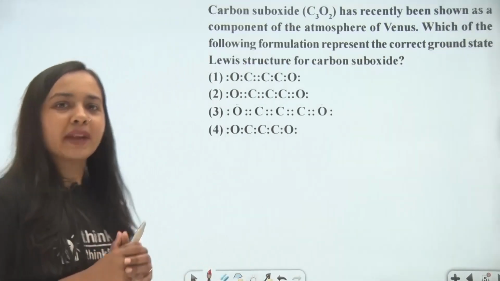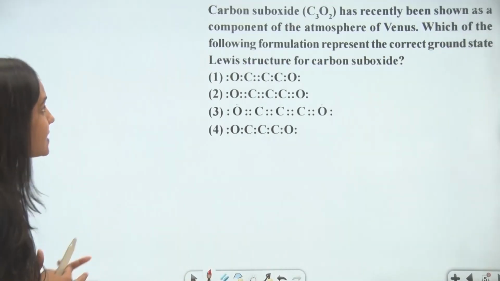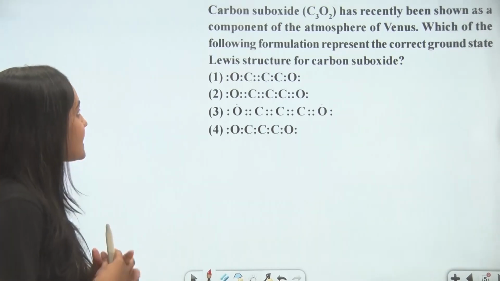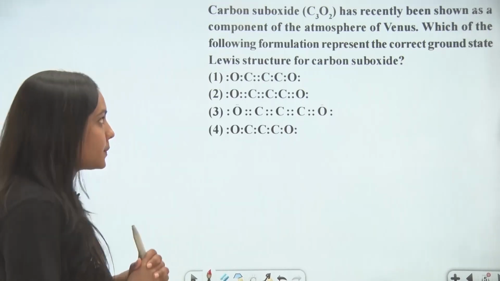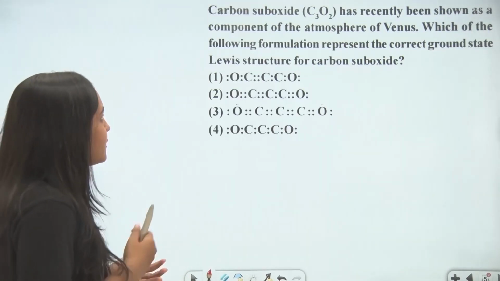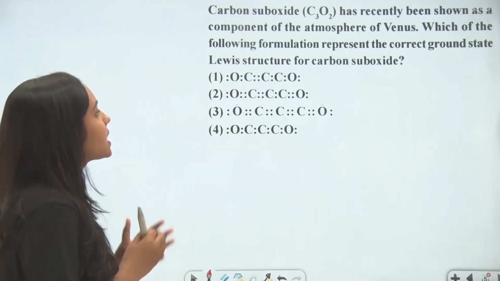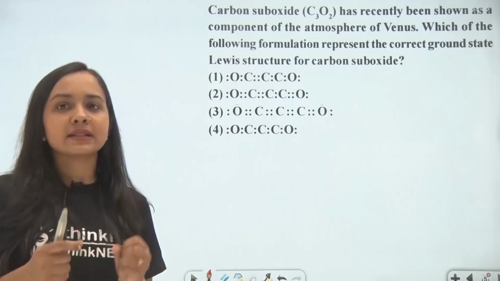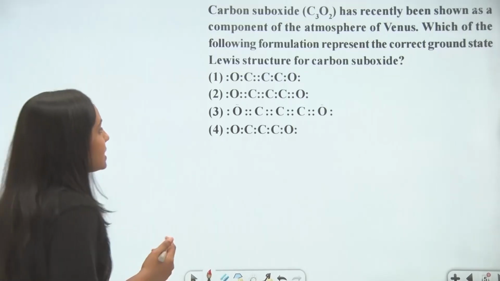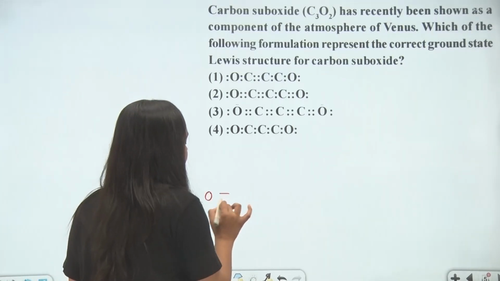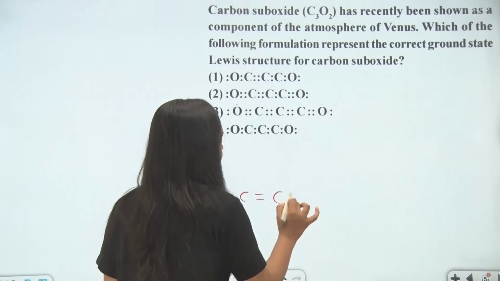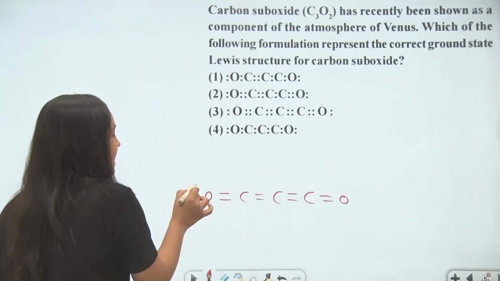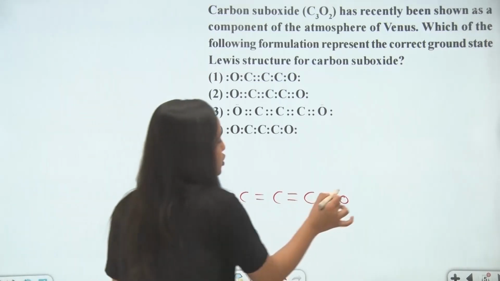Hello dear students, our next question is: carbon suboxide C3O2 has recently been shown as a component of the atmosphere of Venus. Which of the following formulations represents the correct ground state Lewis structure for carbon suboxide? Right? Students, carbon suboxide is present in this structure. This is the structure of carbon suboxide and here the oxygen atom contains 2 lone pairs.